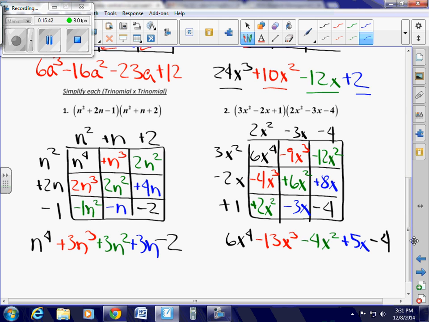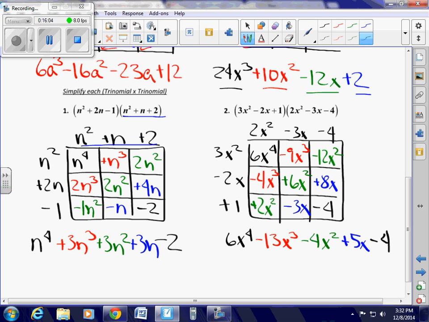Now number 1 here at the bottom, make a 3 by 3 window pane. I call them window panes, Punnett square, whatever you want to call it. It doesn't matter which trinomial goes where. I put n squared plus n plus 2 on the top. It could have gone along the side. Doesn't matter which way you do these, but I had n squared plus n plus 2 on the top, n squared plus 2n minus 1 on the side.